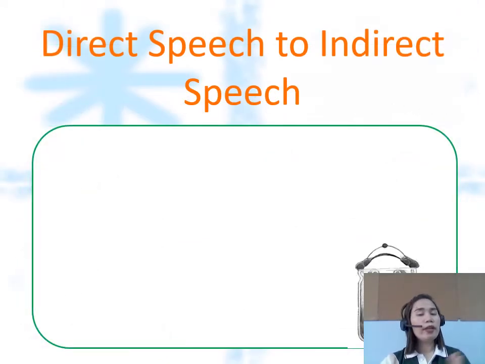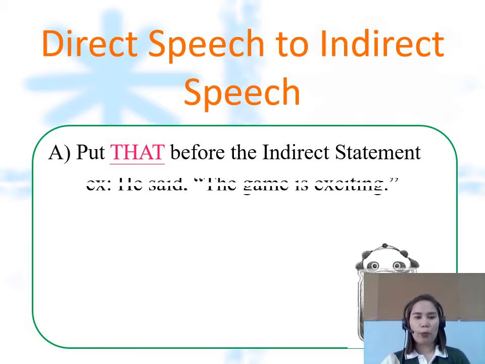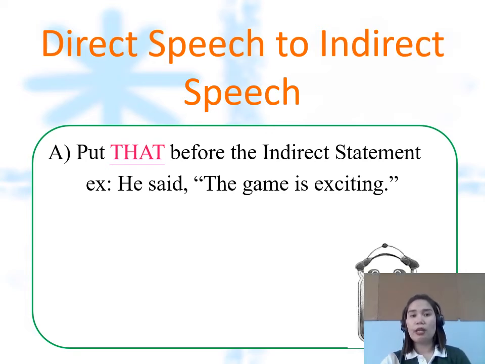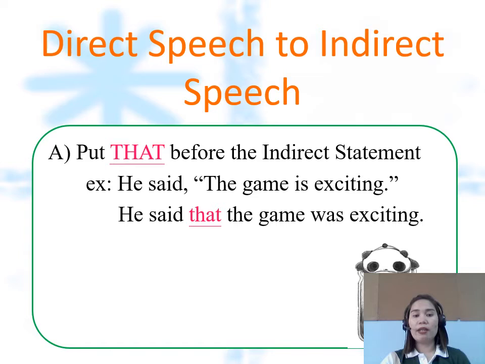In converting direct speech to indirect speech, there are important things that you have to remember. So first, put the word "that" before the indirect statement. Again, the word "that." For example, we have, He said, "The game is exciting." So it is a direct speech. When we convert it into indirect speech, it will become, He said that the game was exciting. Okay?